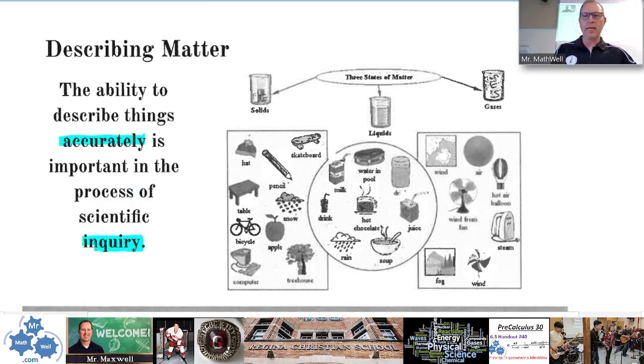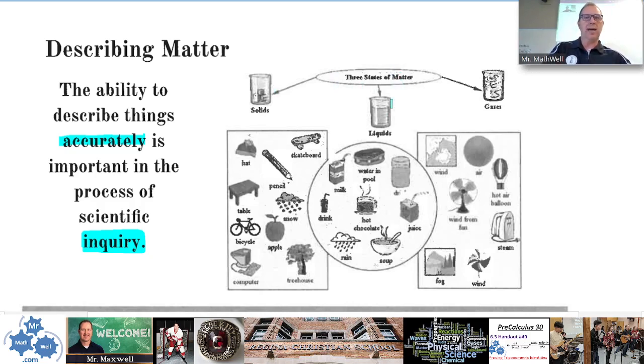Now, inquiry, if you are inquisitive, or if you have a question, or you're curious, that's what inquiry means. Like, I wonder what the solution is to that, or I wonder why that is. So if you are curious, the ability to describe things is important. So obviously, look at this little chart I've given you.